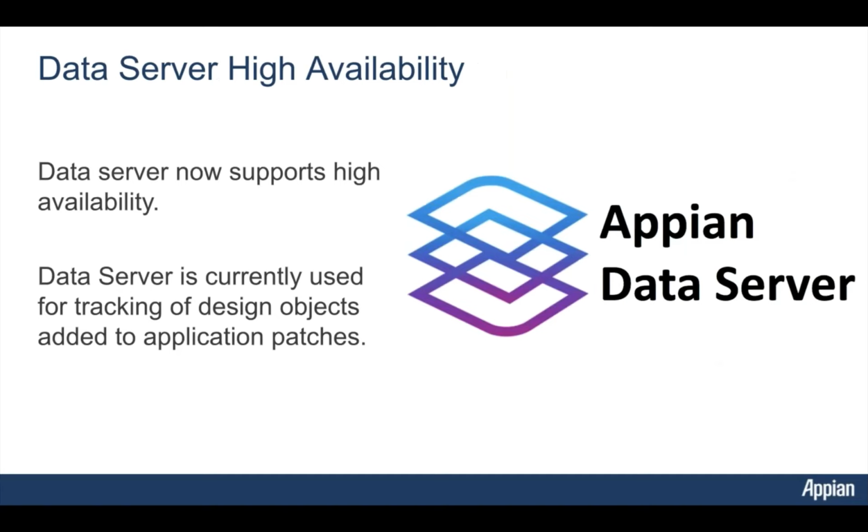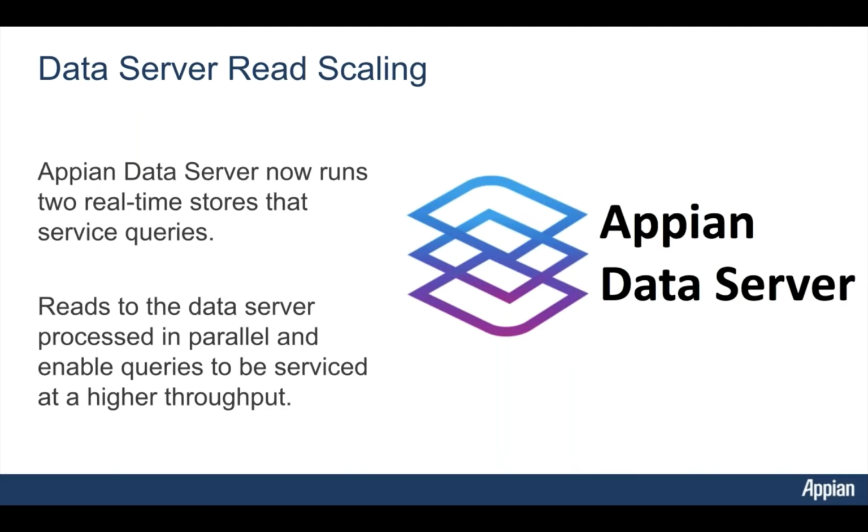Also in the admin area, Data Server is now available for high availability. So Data Server now supports a high availability configuration. As a reminder, Data Server is currently used for tracking of design objects added to application patches. So that simply means that when I have a high availability configuration, we will replicate patch information across all systems. So in the case of a full outage, you'll see that those patches are still persisted. So relatively minor feature, but we have big plans for Appian Data Server in future releases.